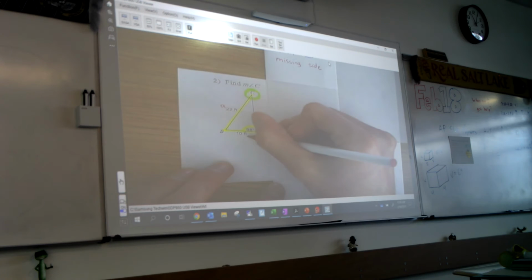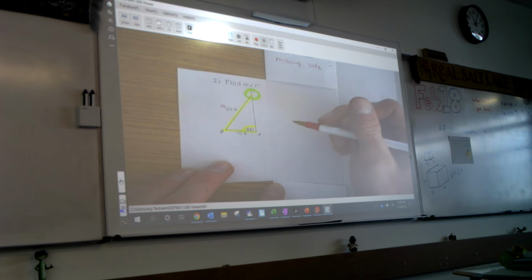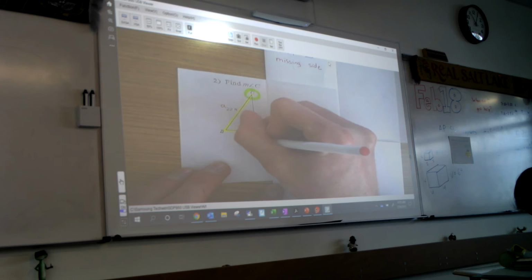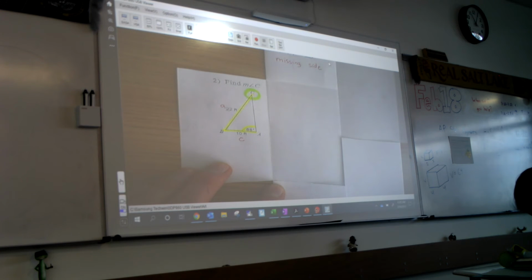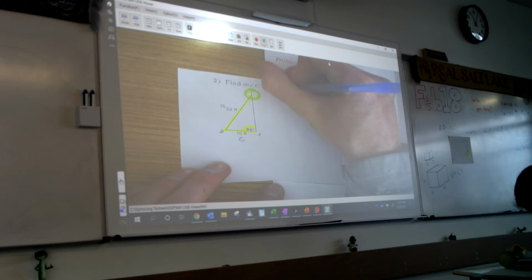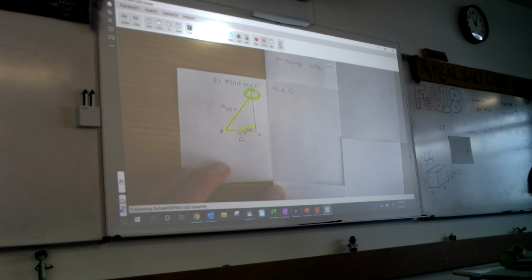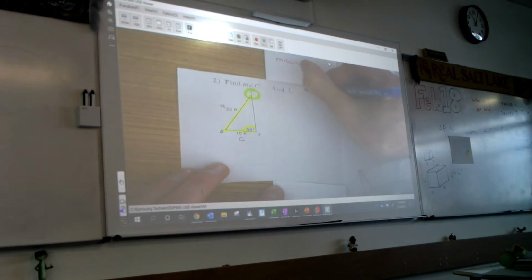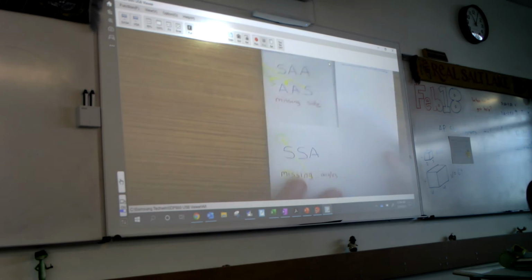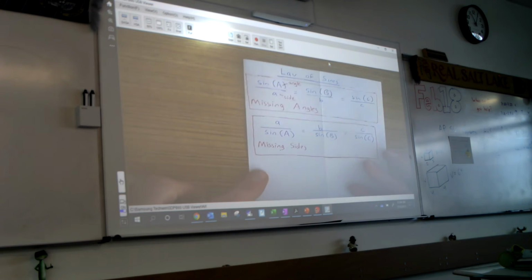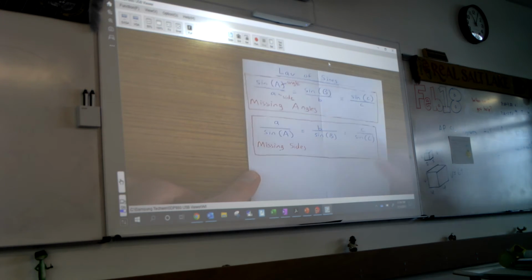What about this one down here, 10 feet? What side is that? So what angle is it across from? C. There we go. All right. So now we're trying to find C. So I'm going to put on here, we're trying to find angle C. Which letter do we know both the side and the angle of? What do you think, Melissa? We know A. Now, staying with you, Melissa, which version of this formula are we going to use? The top or the bottom? How come?